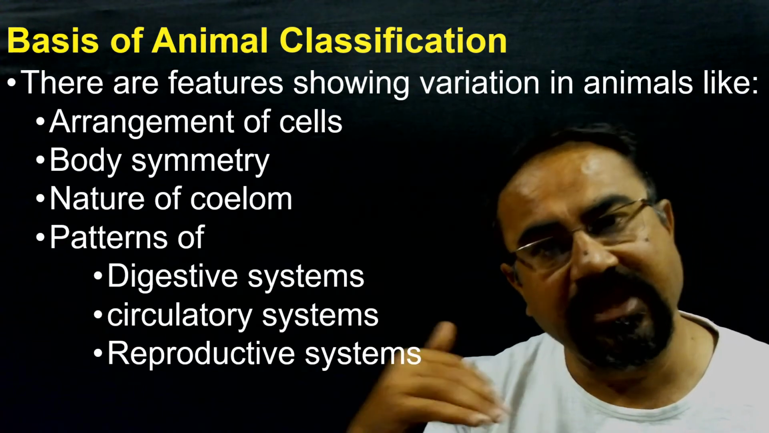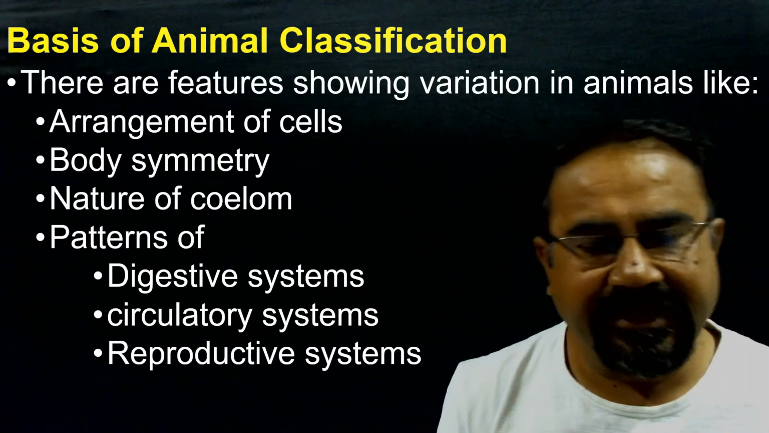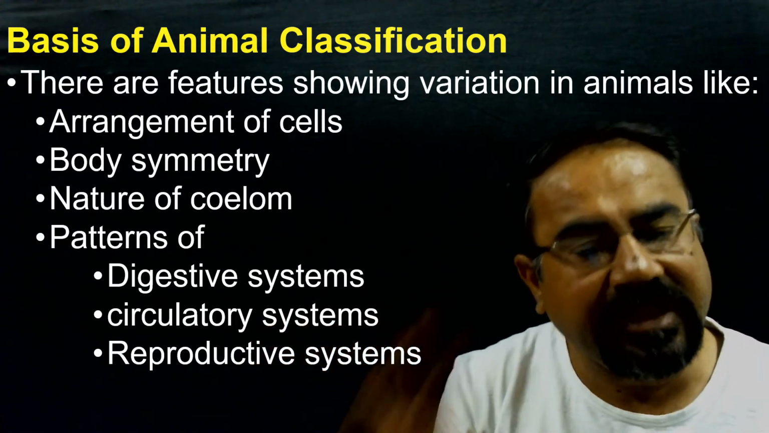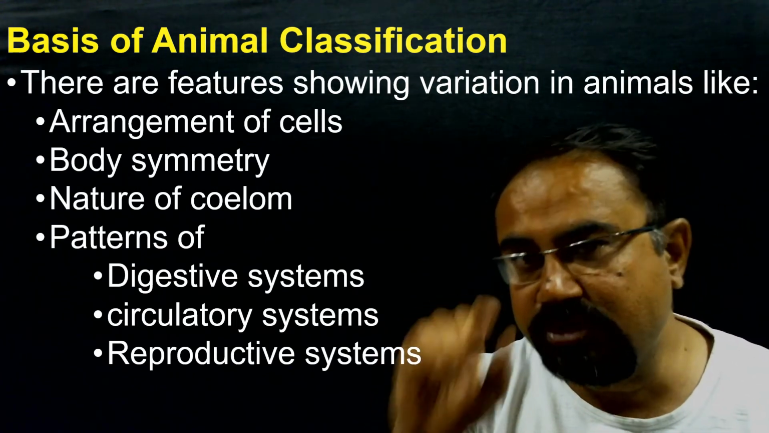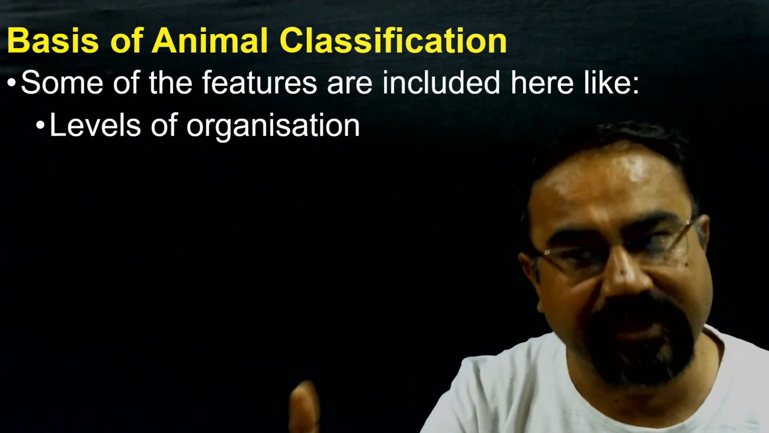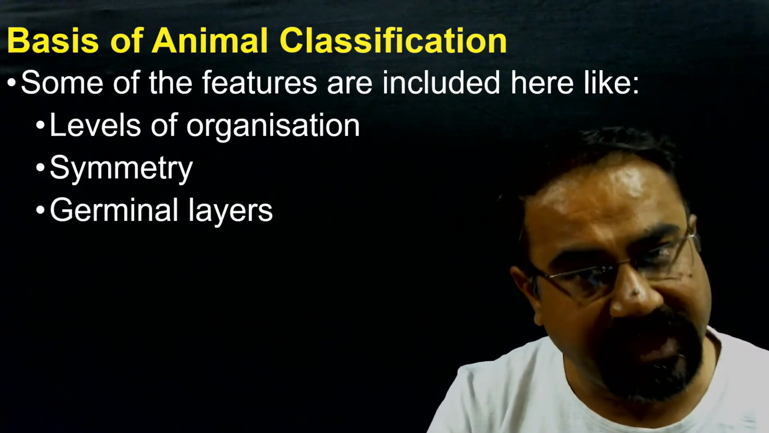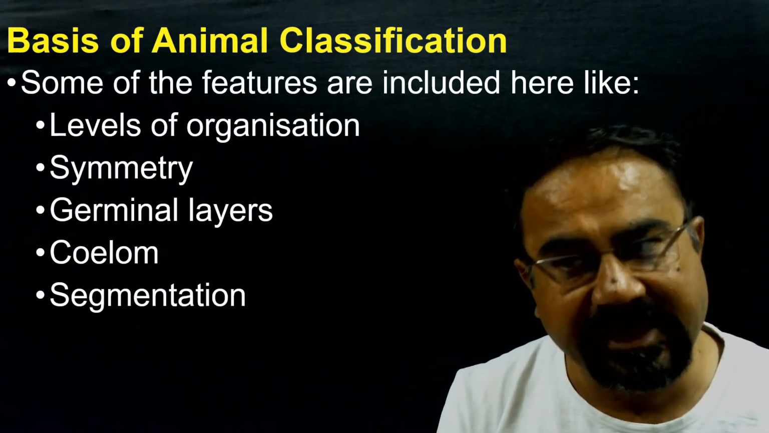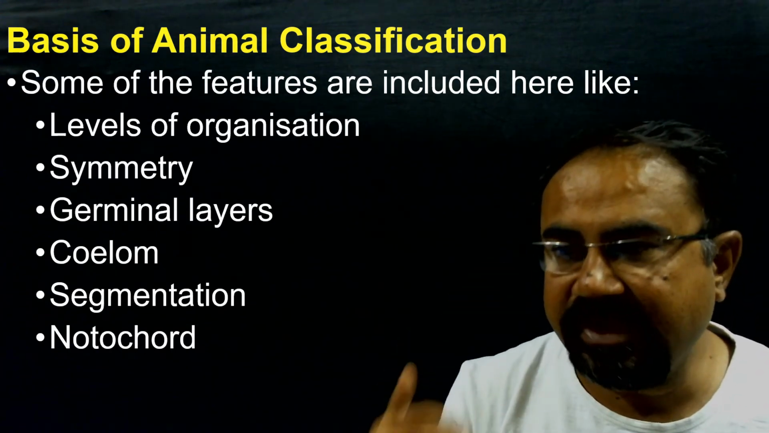Here we will include those things which are there in the textbook. In the NEET level video we will go through all the details, लेकिन यहाँ पे, we have a restriction. I am following the textbook in this video, so we will go through only those parts which are included in the textbook, and that is the level of organization, symmetry, germinal layer, गर्भ में जो लेयर से वो germinal layer, coelom बोले तो देह कोष्ठ, segmentation and notochord. इतनी चीजों को ध्यान में रखते हुए आगे बढ़ते हैं.